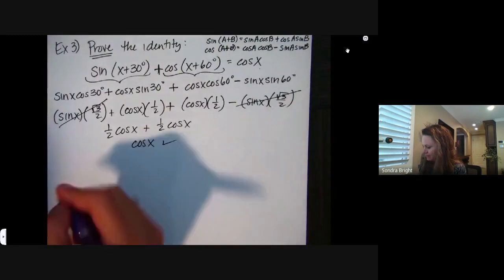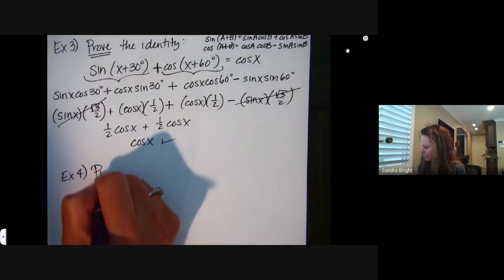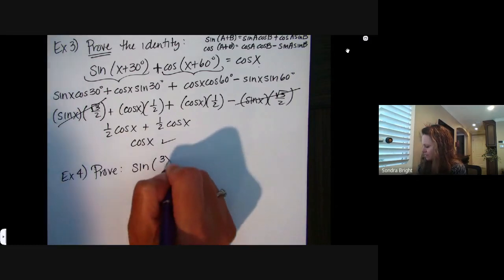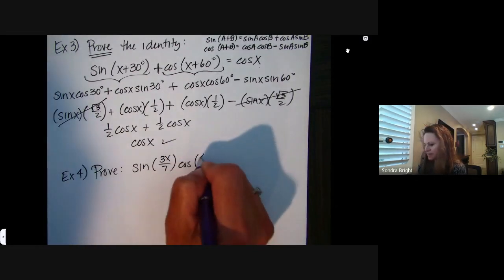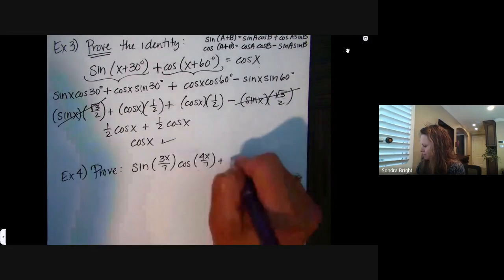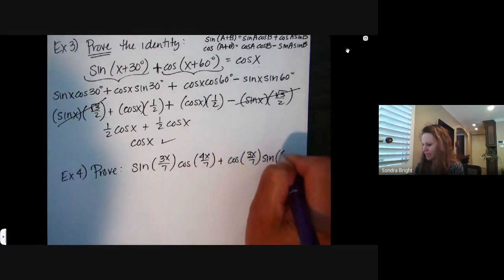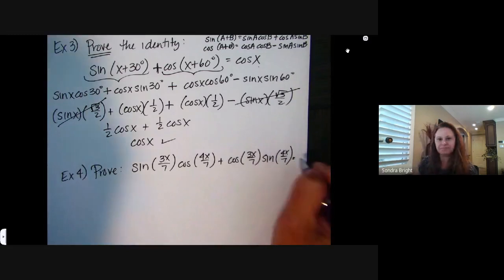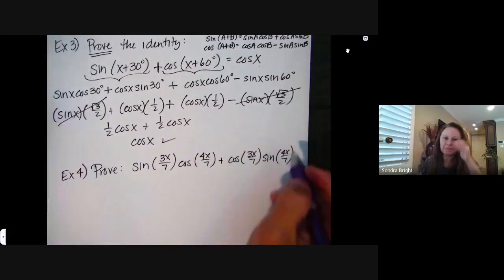All right, last example. Let's prove that sine of 3x over 7 times cosine of 4x over 7 plus cosine of 3x over 7 times sine of 4x over 7 is equal to sine of x. Sorry, I ran out of room. Equal to sine of x.